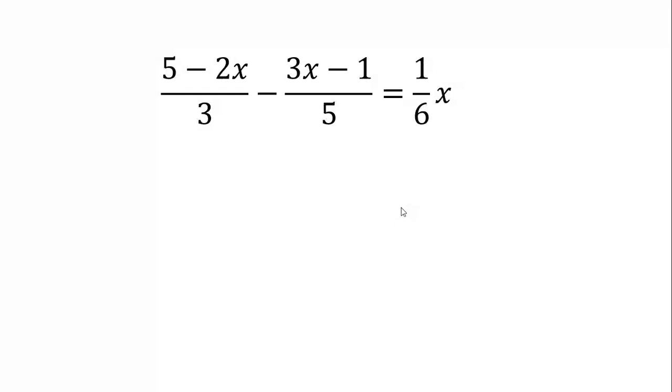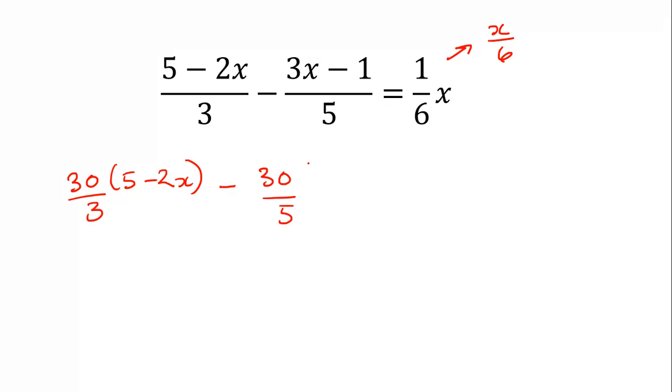Okay, now this last one has lots of negatives, and that's the only thing that makes it more difficult. And just remember, this is the same as x over 6. Okay, so I've got 3, 5, and 6. So if I multiply everything by 30, I will get rid of all my denominators. So I have 30 over 3, lots of 5 minus 2x. I've just written it like this to emphasize you can do the division in any order. Take away 30 over 5 times 3x minus 1 equals 30x over 6.